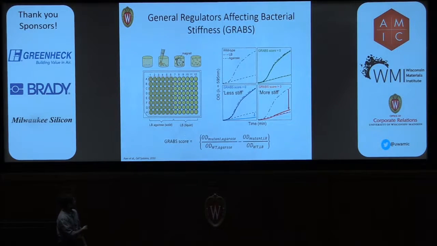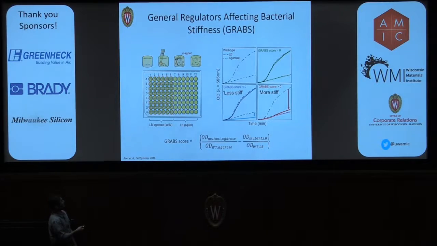And in the end, what we calculate is the GRAB score. GRAB stands for General Regulators Affecting Bacterial Stiffness. And these GRAB scores are normalized against agarose growth as well as LB growth for mutant as well as for wild type. And once we get these GRAB scores, we can compare the stiffness of bacteria and their mutants.